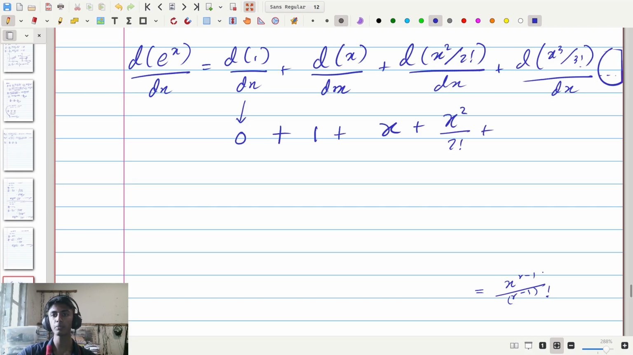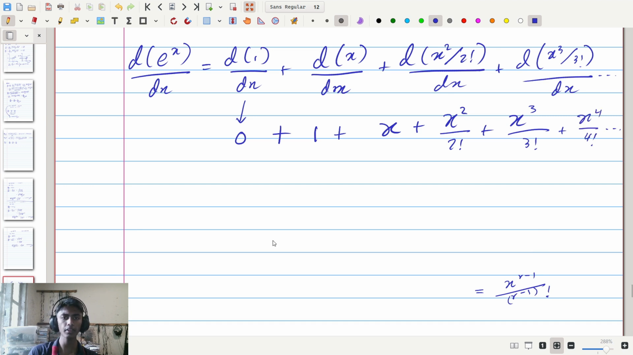The next term after that, which I haven't written, is going to have r equals 4, so its value when differentiated is going to be x to the power of 4 minus 1, or x to the power of 3, divided by 4 minus 1 factorial, or 3 factorial. The next term after that is going to be x to the power of 4 over 4 factorial, and so on.